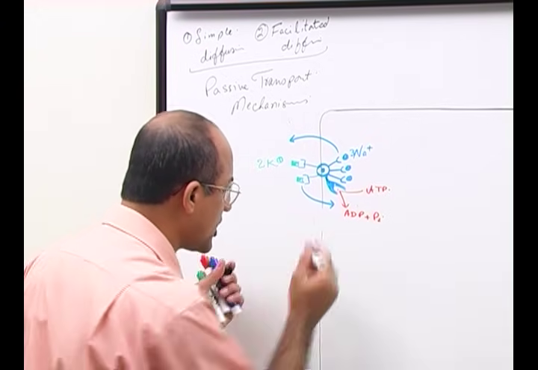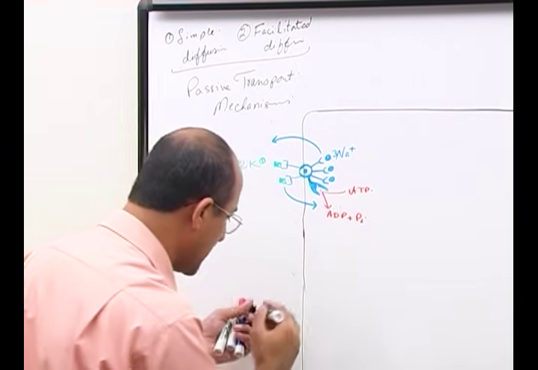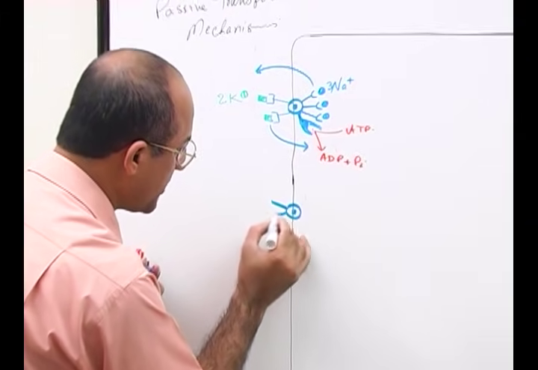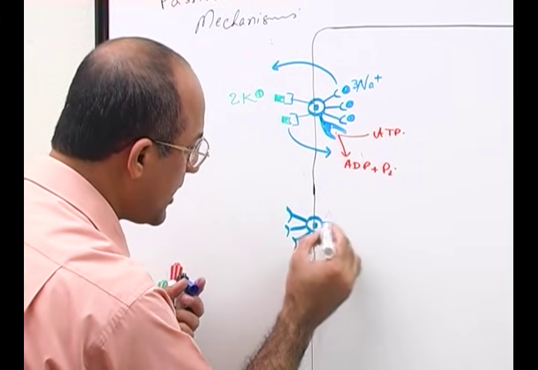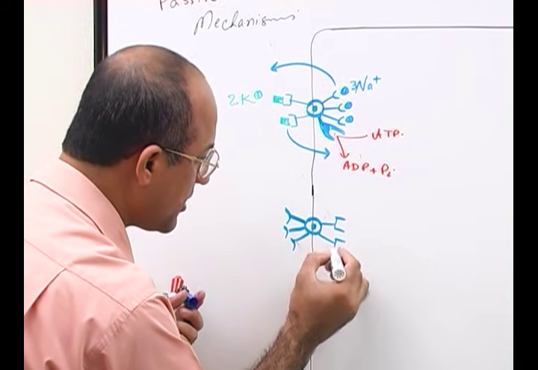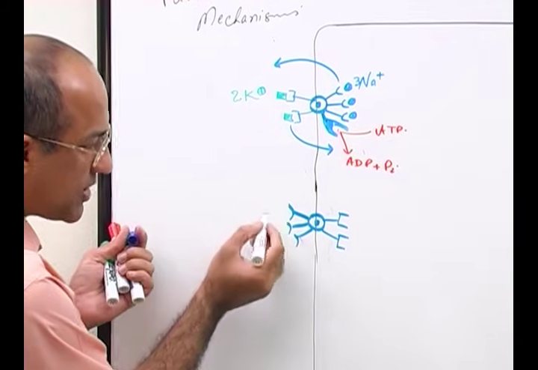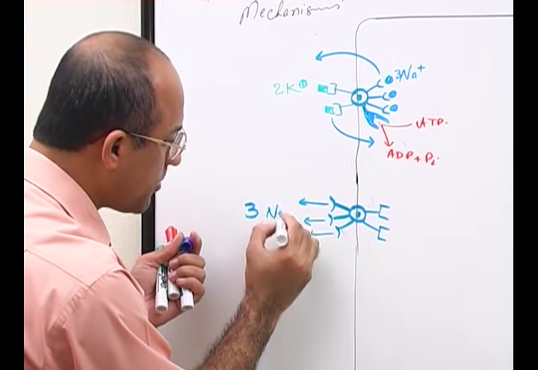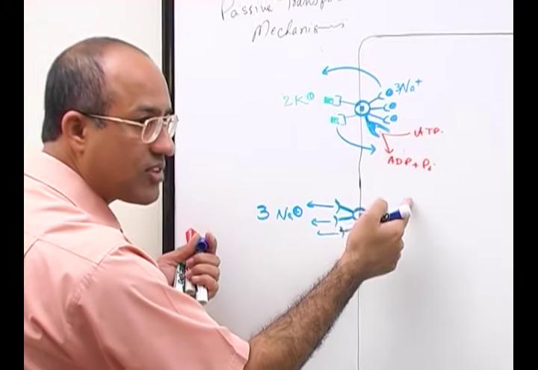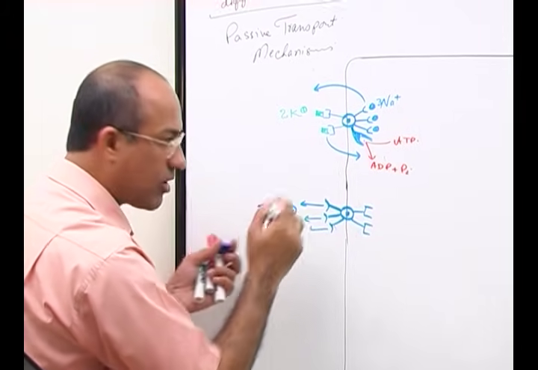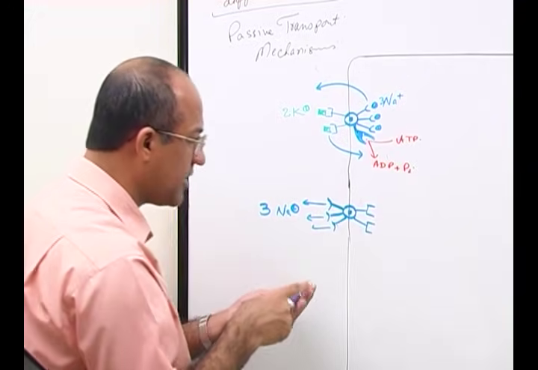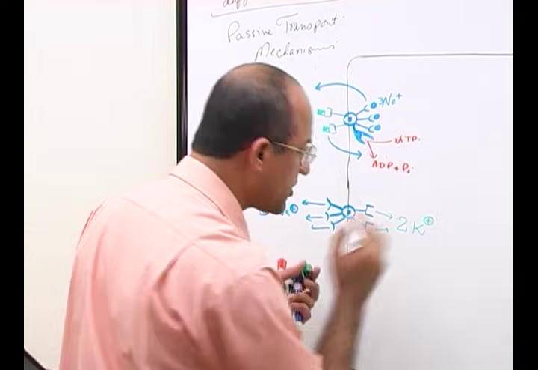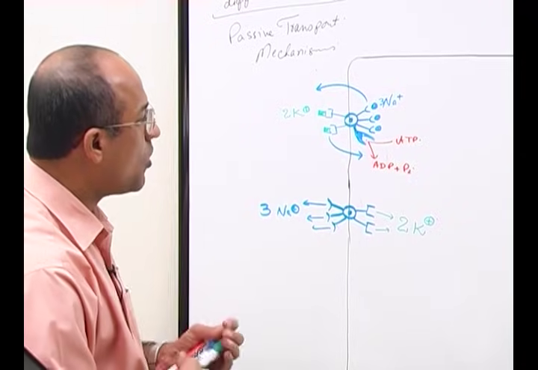So the new configuration of the molecule will be like this: now sodium domains are outside and potassium domains have flipped inside. As soon as sodium domains are outside, they open and they release sodium. So 3 sodium will be transferred from the intracellular environment and pumped into the extracellular environment. And these domains will also open, and what will come out? 2 potassiums, right?